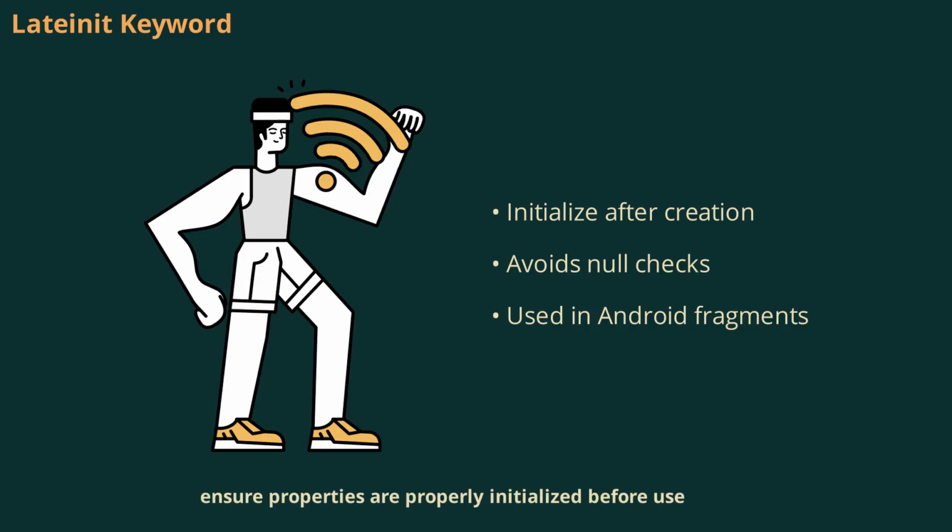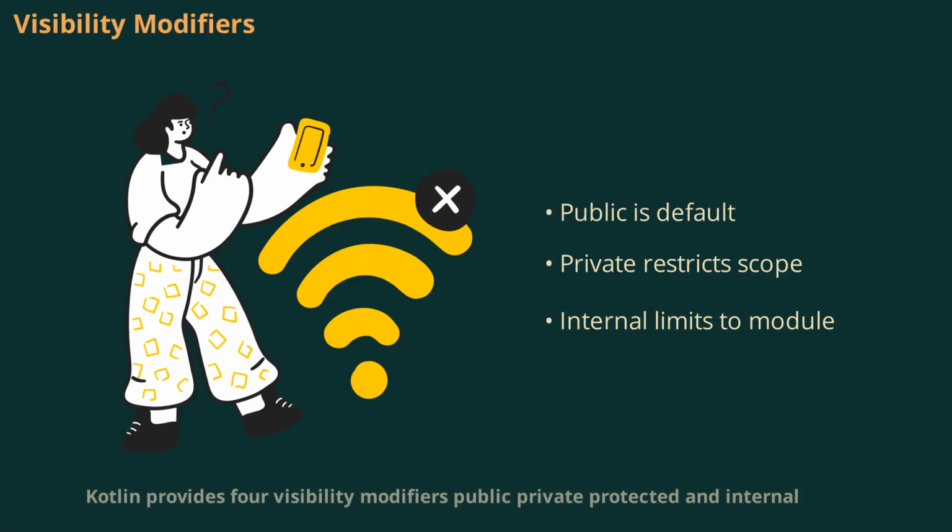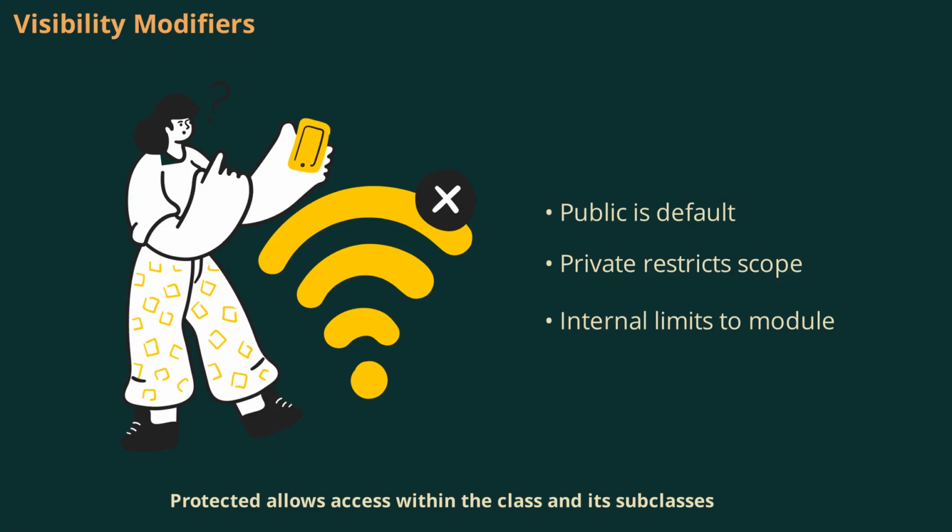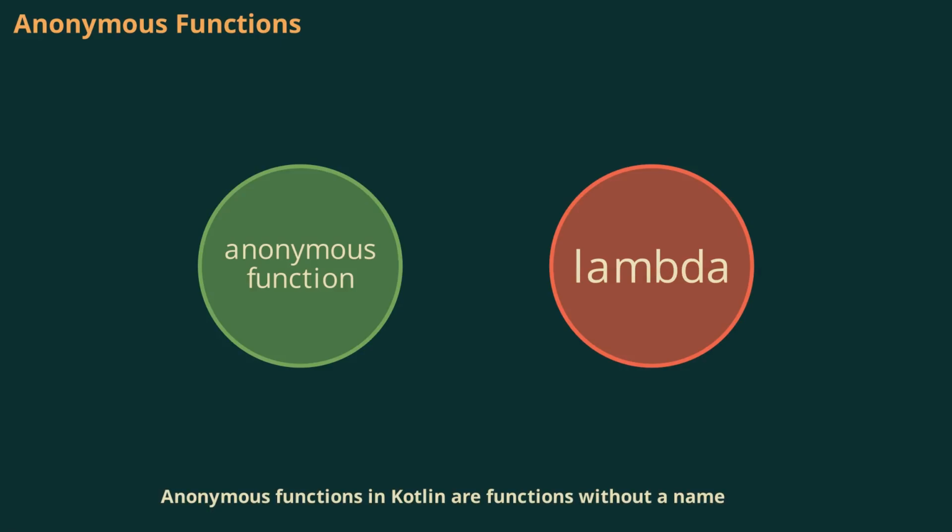Kotlin provides 4 visibility modifiers: public, private, protected, and internal. Public is the default, allowing access from anywhere in the project. Private restricts visibility to the containing scope, such as a file or class. Protected allows access within the class and its subclasses. Internal restricts visibility to the same module. Understanding these modifiers is essential for controlling access to your code and maintaining encapsulation, which is a key principle in object-oriented programming.